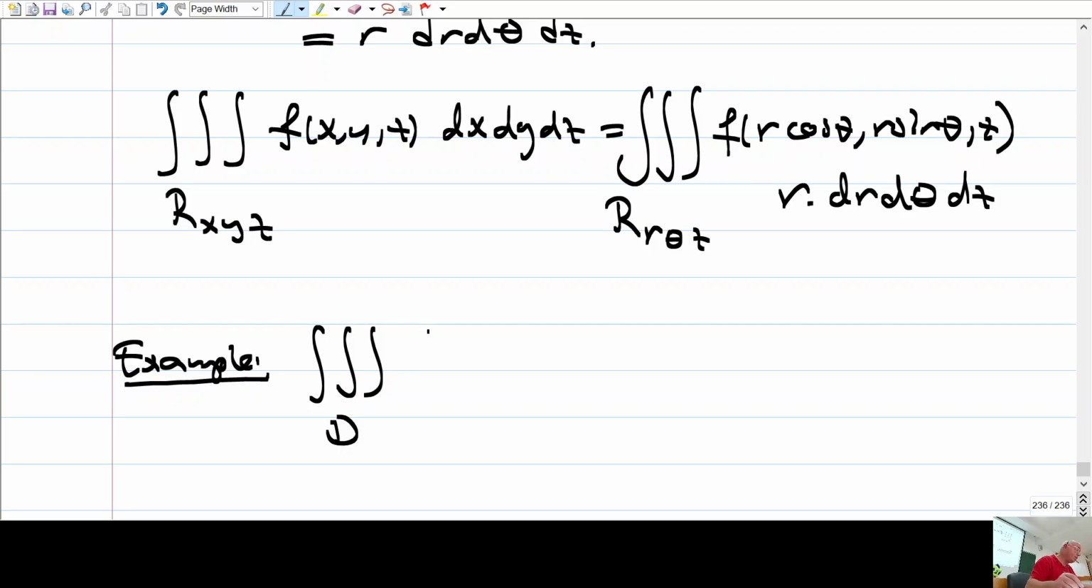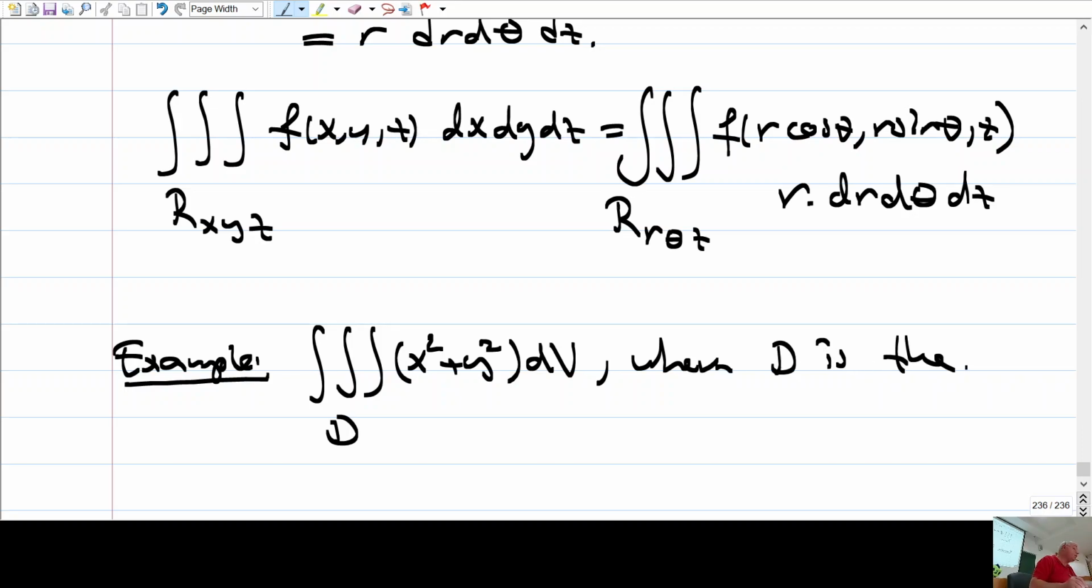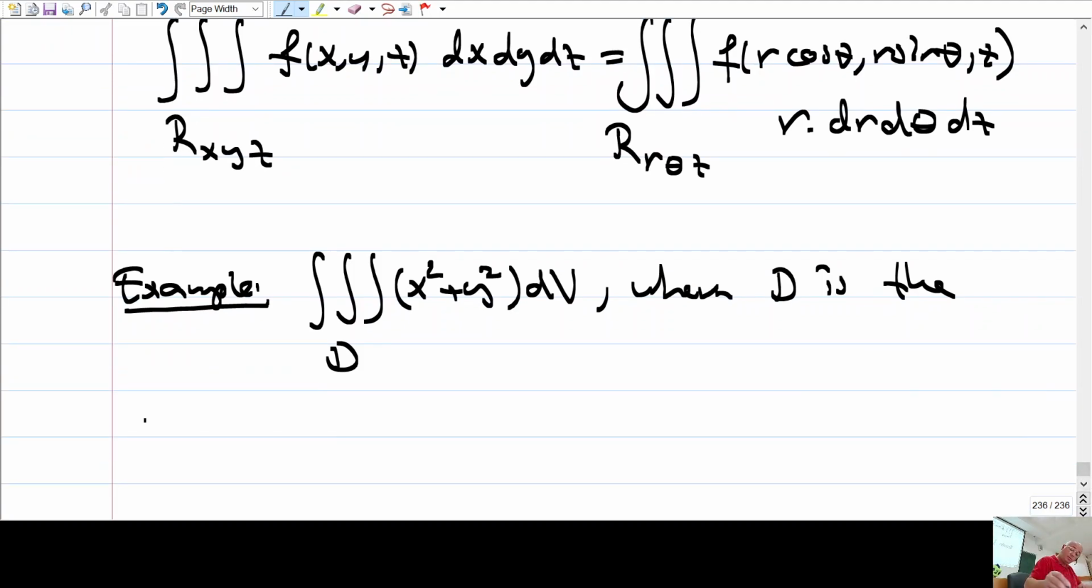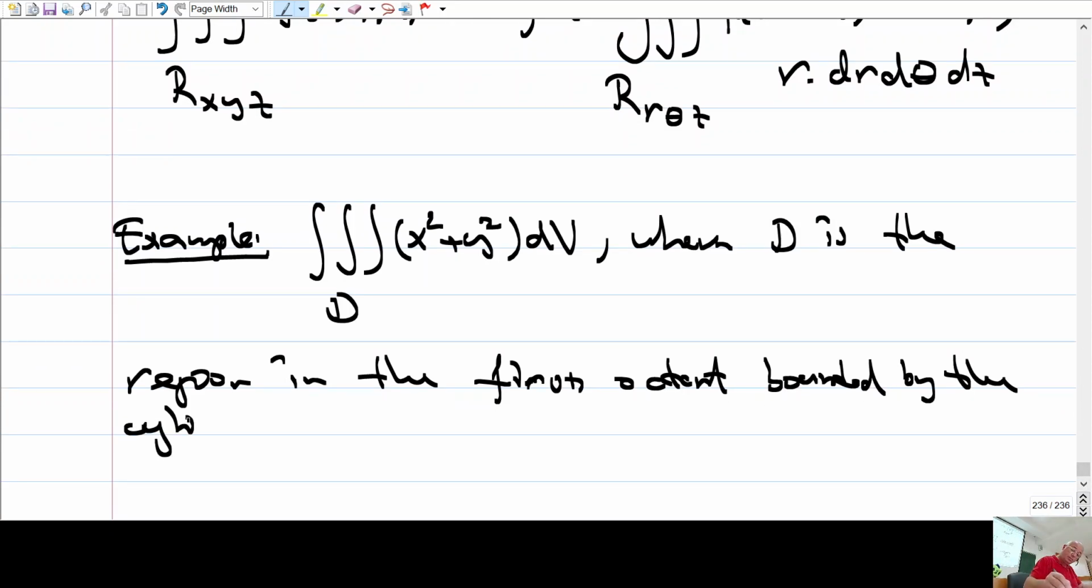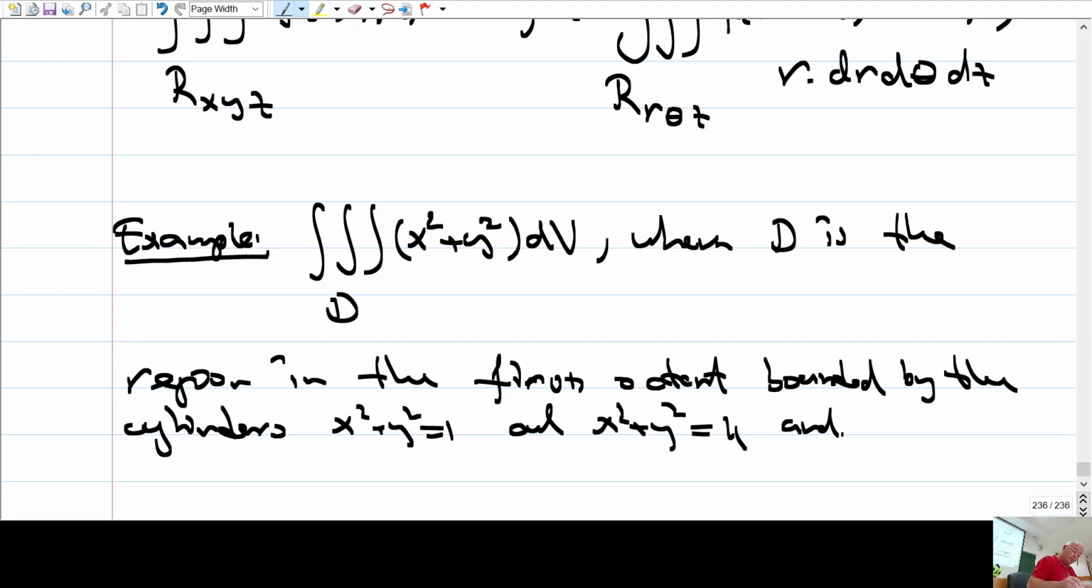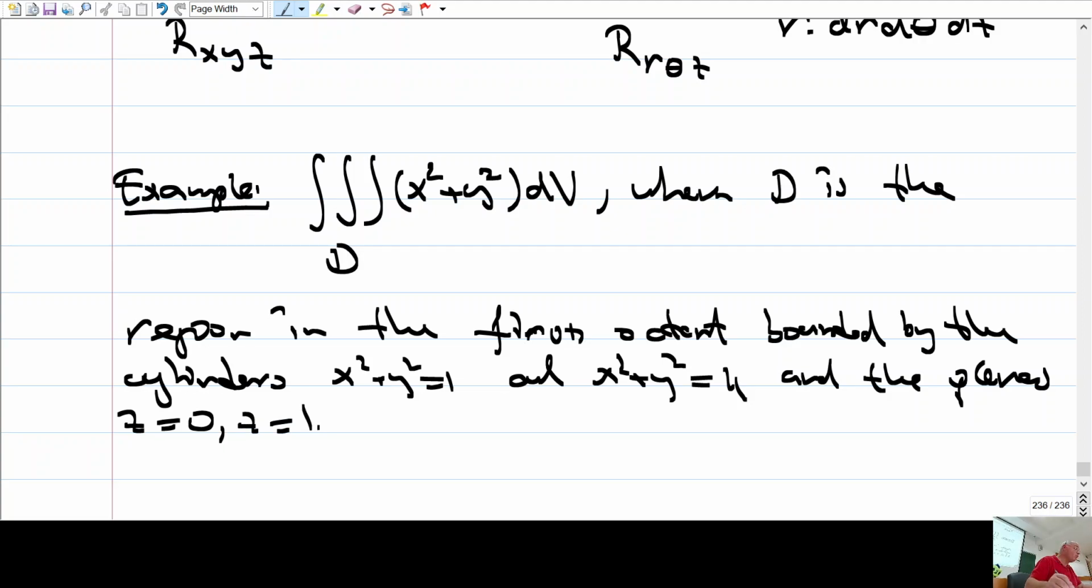All right. Compute this integral, x squared plus y squared dv, where D is the region in the first octant bounded by the cylinders x squared plus y squared is 1 and x squared plus y squared is equal to 4, and the planes z equals 0, z equals 1, x is 0 and x equals y.